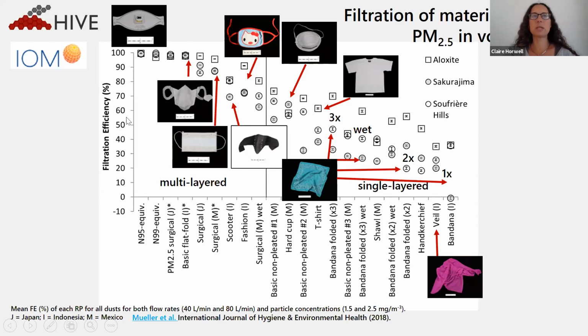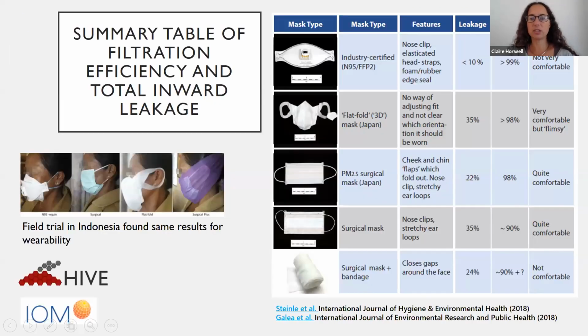We then took the best performing masks and asked volunteers to wear them in the laboratory, and we tested total inward leakage. This takes into account the fit of the mask as well as its filtration. So you see the same filtration results as you just saw on the previous slide, and here we have the leakage. The least leakage, which is what you want, was for the N95 style mask.